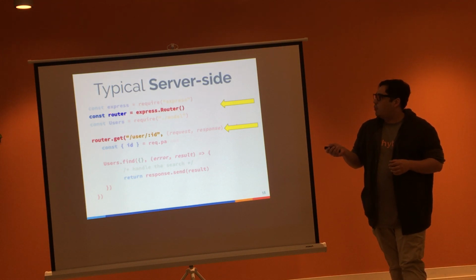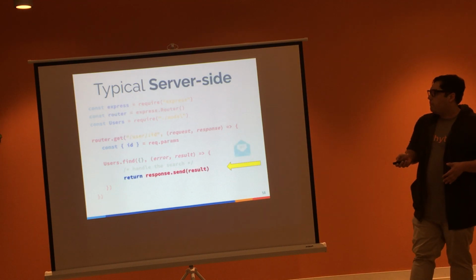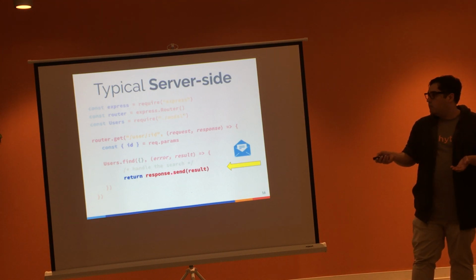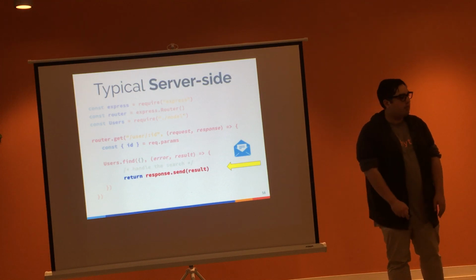So this represents the technology that I'm using. This represents the path. This could be anything: /API, /authentication, /cat pictures. And we do some business logic here to determine what I'm sending back. And I send that back out to the world, sending an envelope.